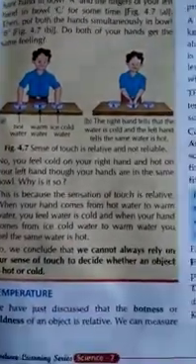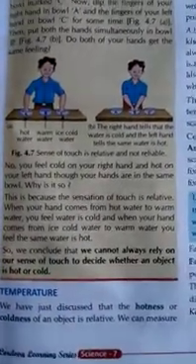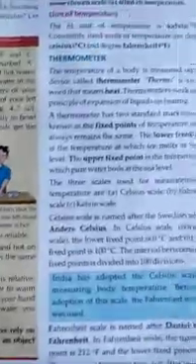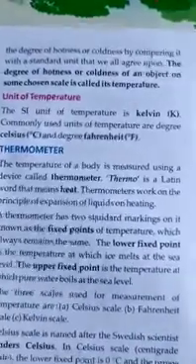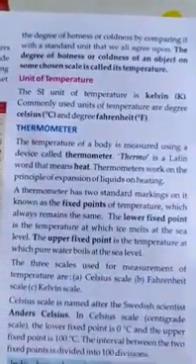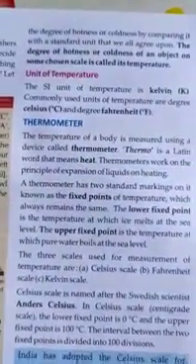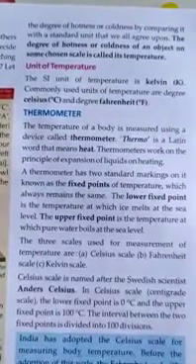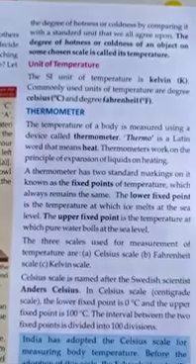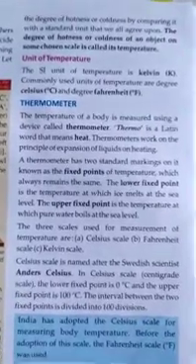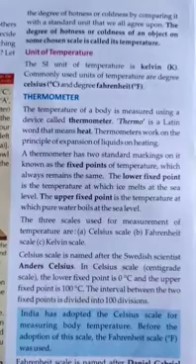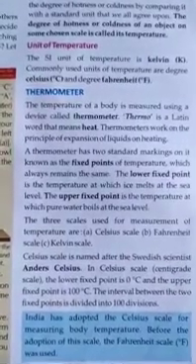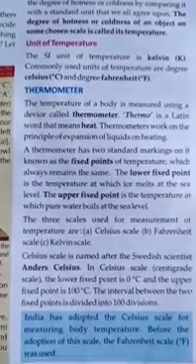Then we come to temperature. We have discussed that the hotness or coldness of an object is relative. We can measure the degree of hotness or coldness by comparing it with a standard unit that we all agree upon. The degree of hotness or coldness of an object on some chosen scale is called its temperature. The SI unit of temperature is Kelvin. Commonly used units of temperature are degree Celsius and degree Fahrenheit.